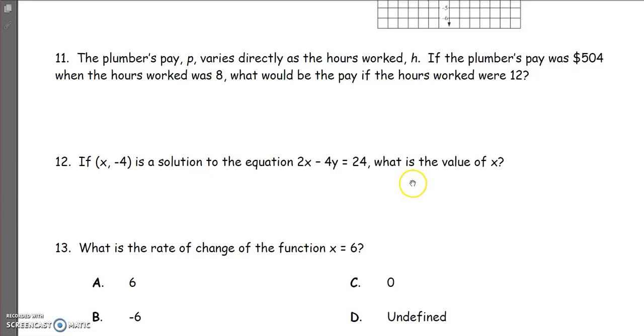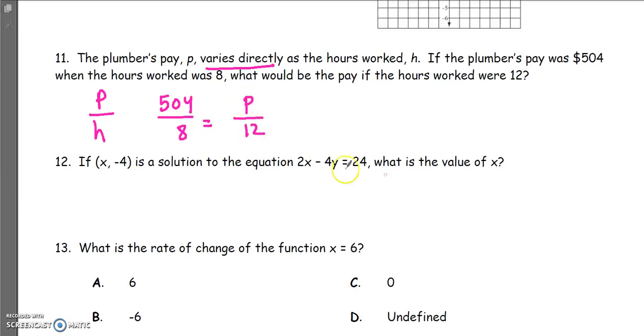Okay, number 11 says the plumber's pay, P, varies directly as the hours worked, H. If the plumber's pay was $504 when the hours worked was 8, what would be the pay if the hours worked were 12? Okay, so we're comparing. When it says varies directly, we're comparing, right? So we have P compared to H. Plumber's pay was $504 when he worked 8 hours. What would his pay be if he works 12 hours?